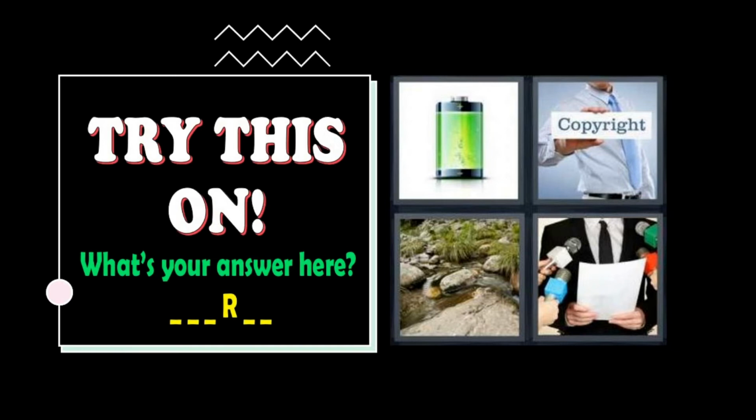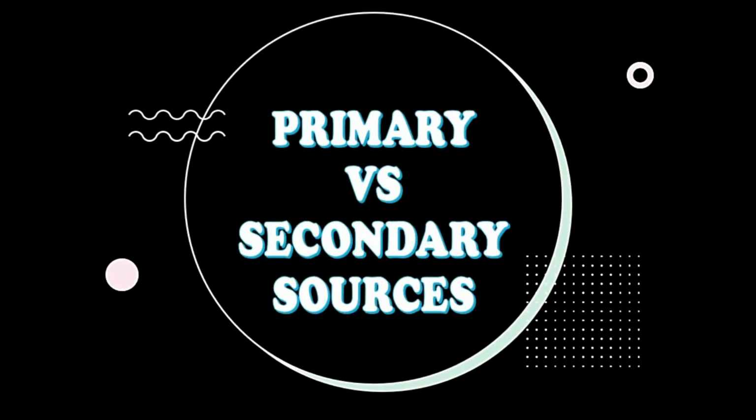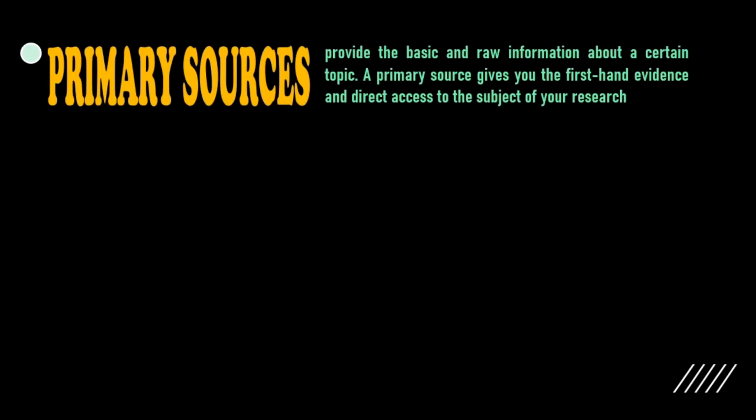This is going to be the second part of our discussion. The answer is source. We will be discussing the primary and secondary sources, which are very important in order for us to come up with an article or a composition. These provide basic and raw information about a certain topic. A primary source gives you first-hand evidence and direct access to the subject of your research. So for example, if you are tasked to look for some information and you wanted to come up with primary sources, you may have this one here.